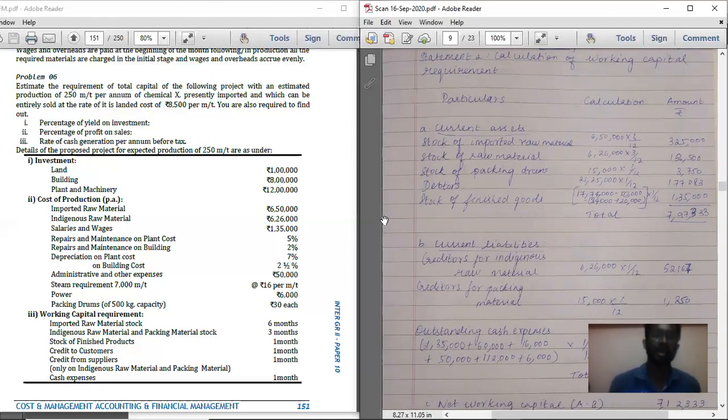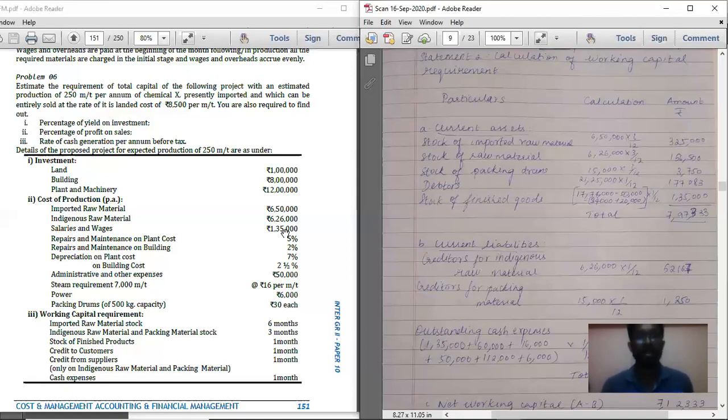Next, stock of indigenous raw material. What is the time period they have given? 3 months. So in calculation column, 6,26,000 into 3 by 12. Amount column, 1,56,500. So below that, stock of packing drums.